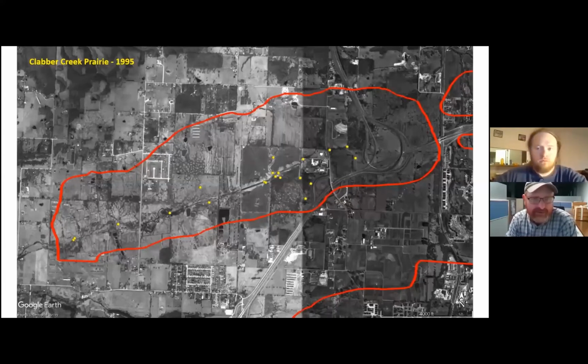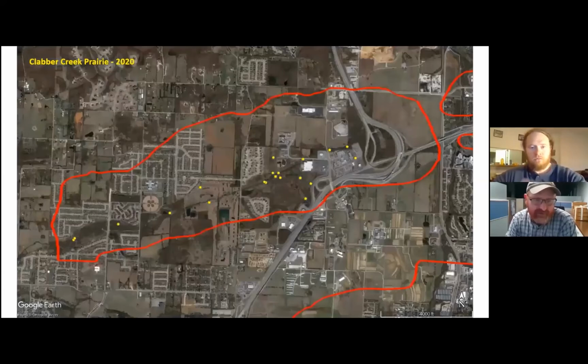And this is what it looked like in 1995. It was still rural, mostly open, lots of hayfields and pastures. And in just 25 years, we've seen massive changes in this area. Next slide. This is it 25 years later. Much of it's lost to dense urban development. And then the balance that's no longer still being managed as hayfields or pastures has grown up in woody vegetation. It's no longer open grassland. Next slide.